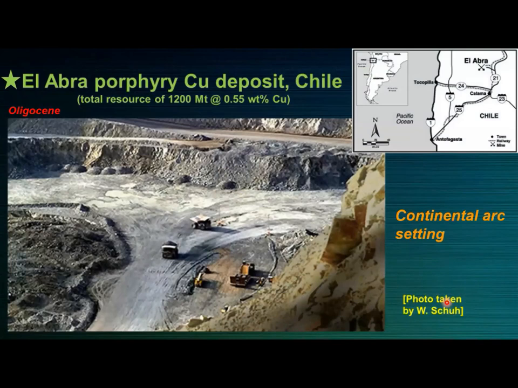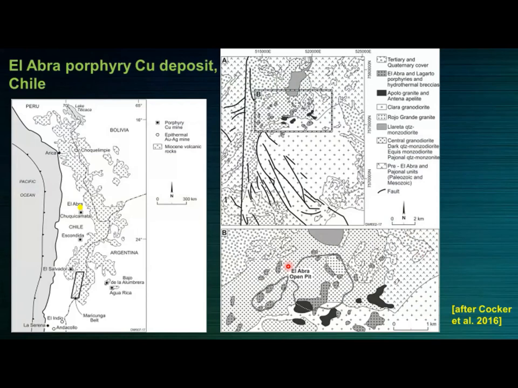Now I want to talk about another continental arc setting, which is El Abra. You all know where that lives. El Abra is an Oligocene porphyry copper gold deposit from Chile, with a total resource of 1,200 million tons, grading at more than 0.5% copper. And it is from a continental arc setting. I don't have to say so much about that.